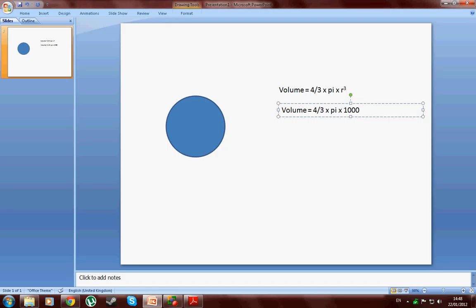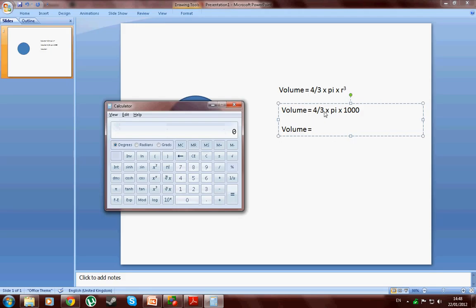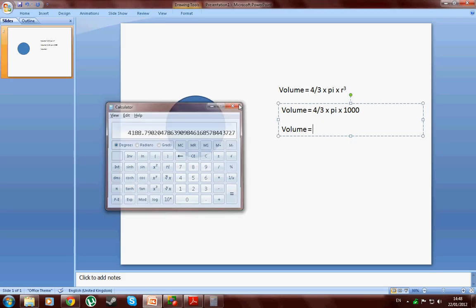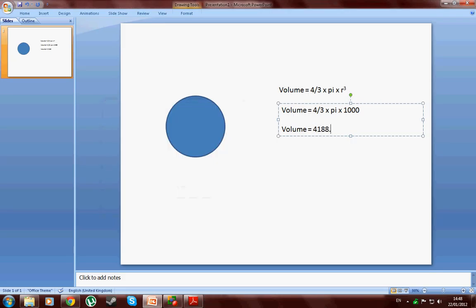Okay, now let's get our calculator out. So we have 4 over 3 times pi times 1000. 4 over 3 is 1.3 recurring, but I want to get it as accurate as I can, so I'm going to do 4 divided by 3, which is 1.3 recurring, times pi times 1000. And that's an answer of 4188.79 centimeters cubed, as it's a volume. Okay, so there's your formula for the volume of the sphere.